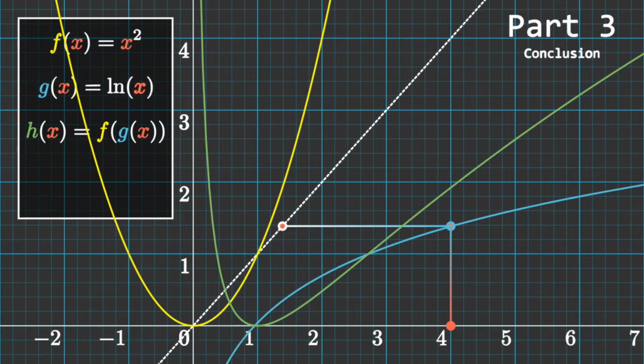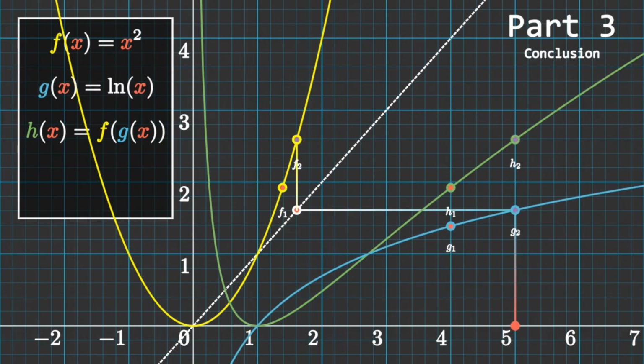But remember that I spent a lot of time introducing that construction tool in part 2. Maybe that could be useful here too. Let's try to pick some pairs of points and see if there's a relationship between the slopes of the tangent lines.